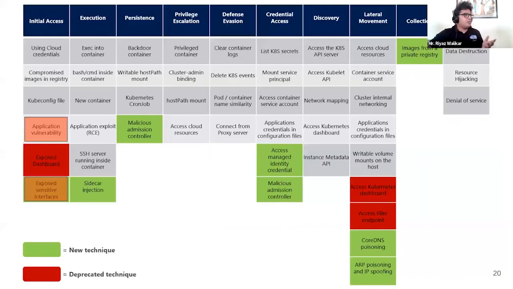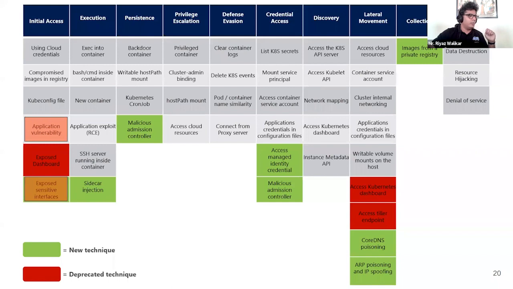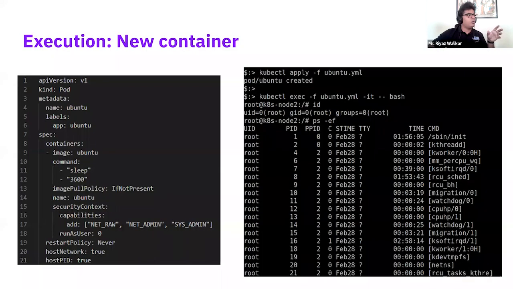The next is execution. So once you've gained a foothold, you can exec into a container. We're looking at the new container technique under the execution tactic. A new container allows you to gain access to the node if you use hostPath mounts, for example, or if you want to access the environment variables within the cluster, you can exec into a new container. You create a new container, you can browse through the file system itself.